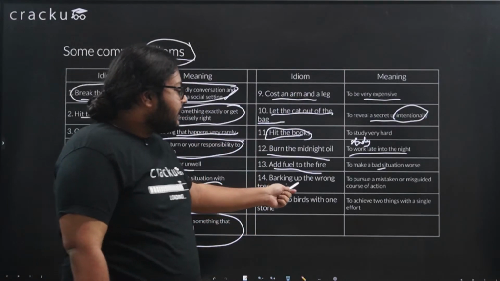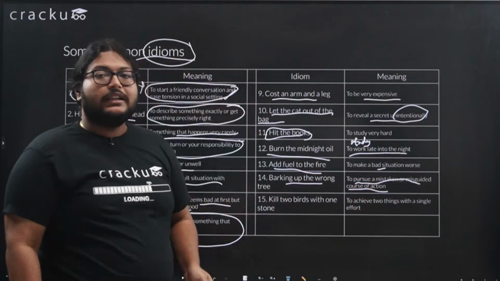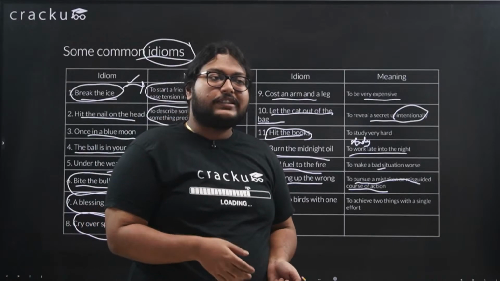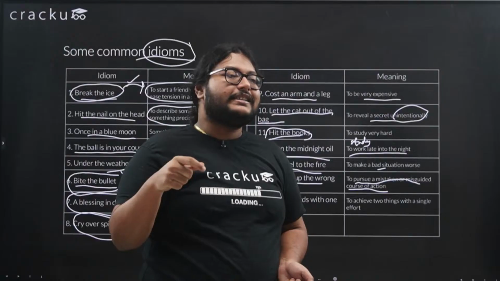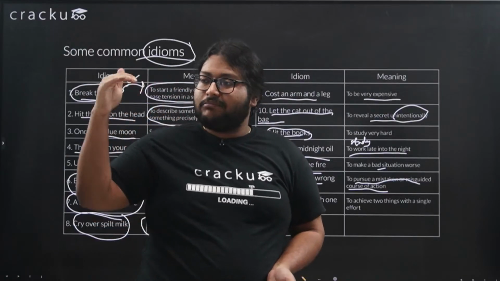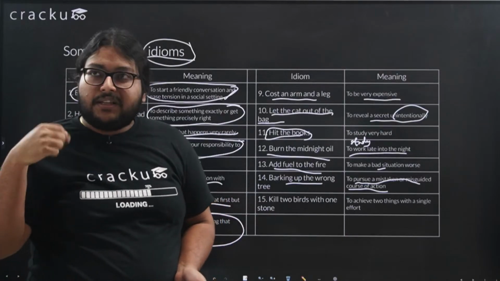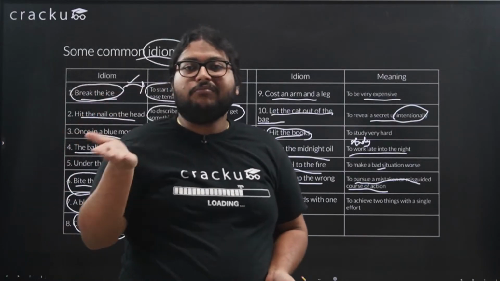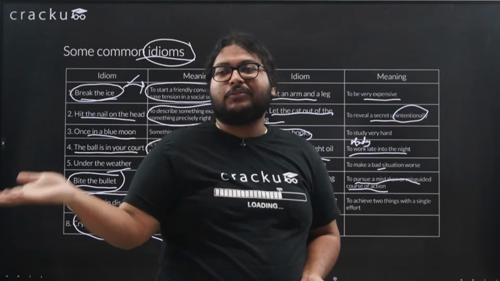Barking up the wrong tree, it means to pursue a mistaken or misguided course of action. Something which I'm not supposed to do, or something which I'm doing which will not lead me to anything. Like, let's say there is a person in power and I want to get something done. So I'm going there and flattering him and all. And he says, you're barking up the wrong tree. This is not my department.